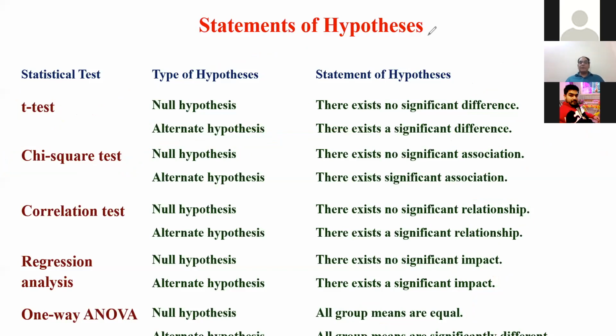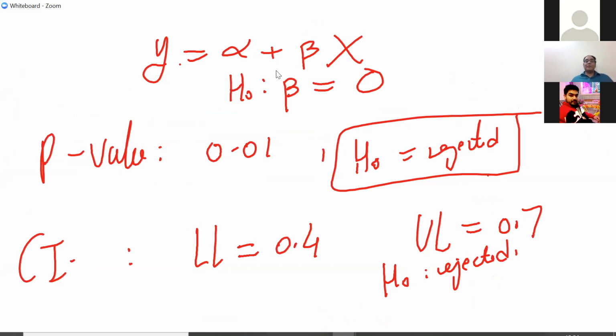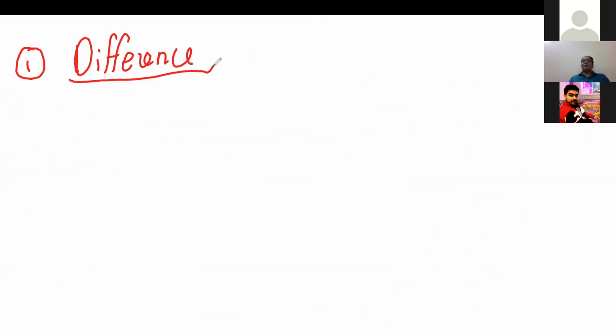Okay, so let me go to the whiteboard again, and I want to explain when the hypotheses are applied. The first hypothesis we apply for difference, and I'm telling you that 90% of the hypotheses belong to these 5 hypotheses. So you have to understand all the 5 hypotheses, and after that the hypothesis testing will be entirely clear.